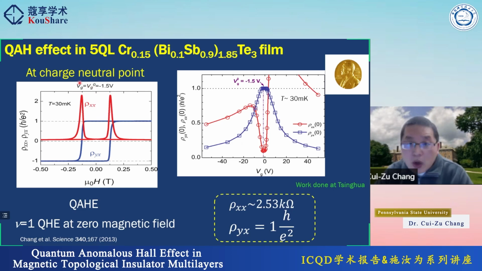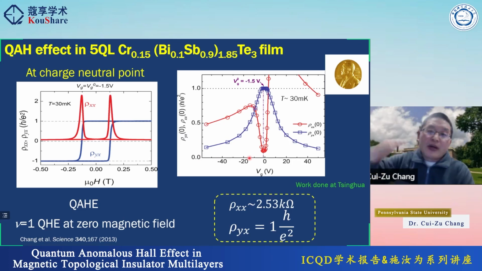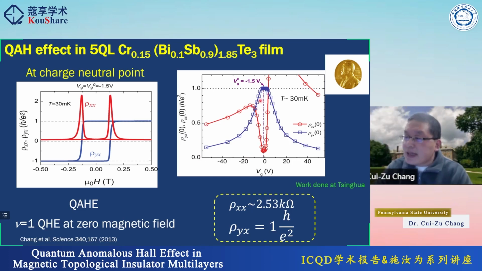We can see that at the charge neutral point, at zero magnetic field, the Hall resistance is quantized and the longitudinal resistance is very close to zero. So if we plot the zero magnetic field Hall resistance and longitudinal resistance as a function of the gate voltage, we systematically tune the chemical potential. We can see that at the charge neutral point, here at minus 1.5 volts, the Hall resistance exhibits a distinct plateau with the quantized value h over e square. And simultaneously, the longitudinal resistance shows a sharp dip here. This phenomenon marks the discovery of the quantum anomalous Hall effect in the chromium doped bismuth antimony telluride films.